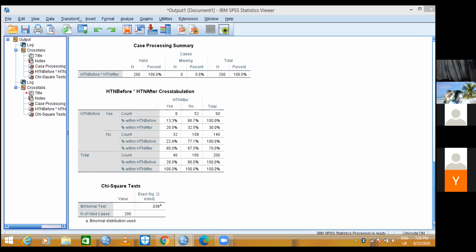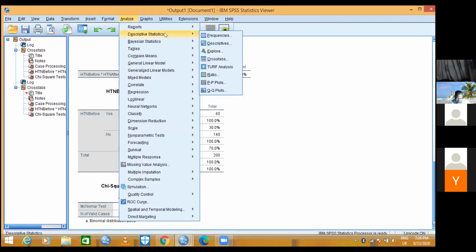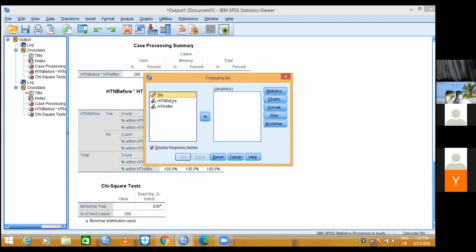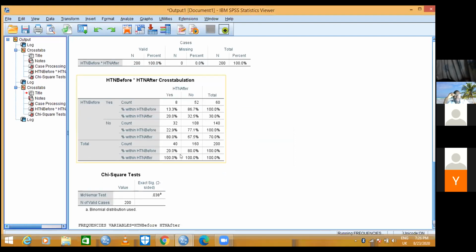Go to analyze, not transform, analyze. Go to descriptive statistics, frequency. Click on frequency. Move the two inside, that before and after, move the two inside. You can use Control A and move everything. Click OK. It's frequency you are running.